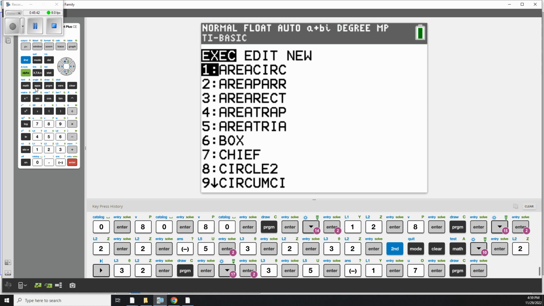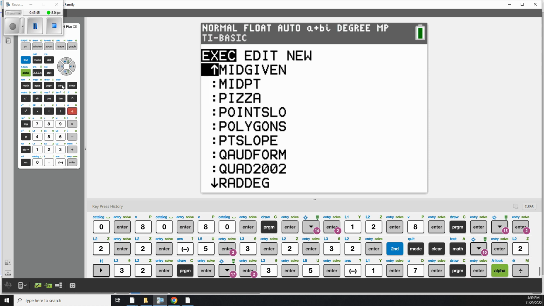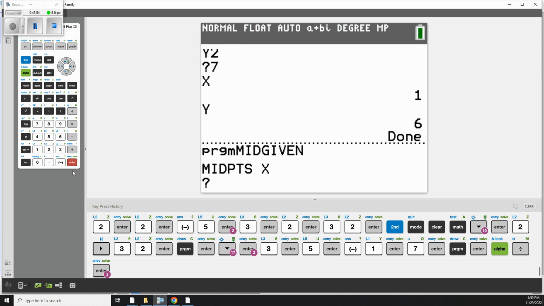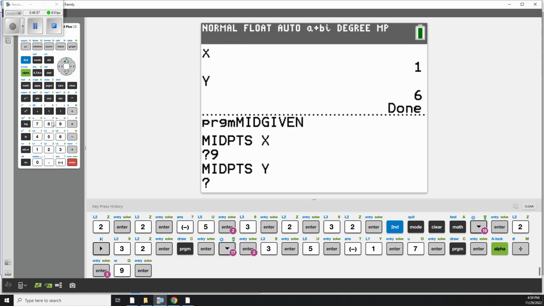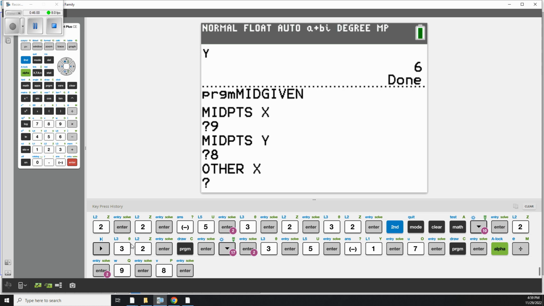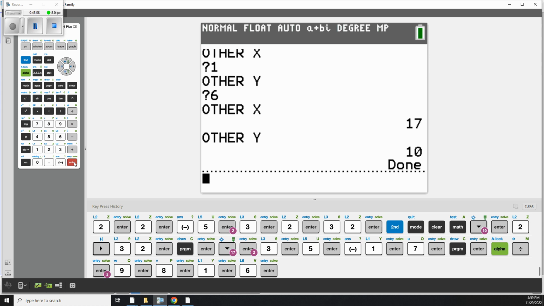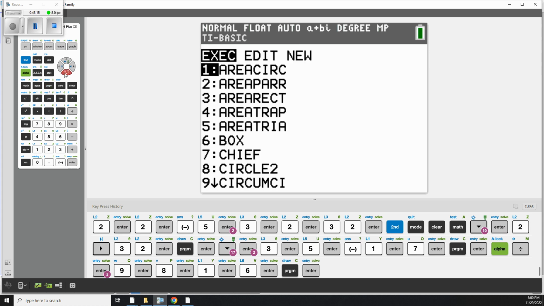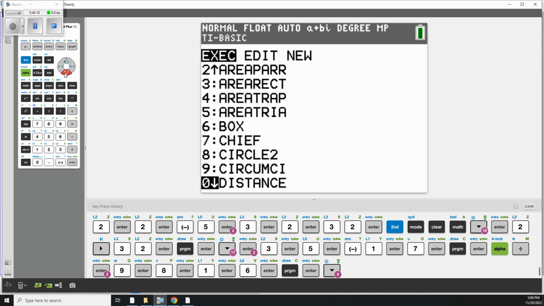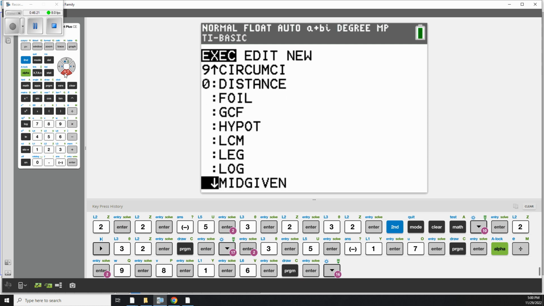Midpoint given is when they give you the midpoint. They say the midpoint is, and look at what you do. You hit the midpoint first. I'm just making stuff up. 9, 8. And then you hit the other point, 1, 6. And it finds the third point. It's basically performing midpoint in reverse. Y'all got me? Midpoint and midpoint given. You'll see those written on the answer key of the test.